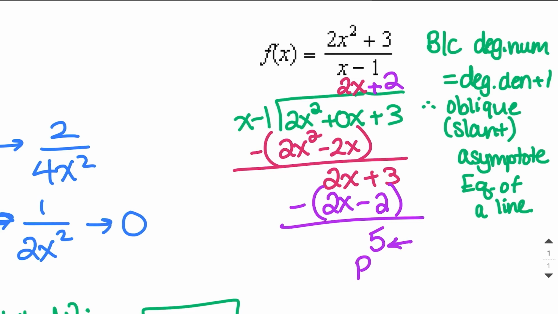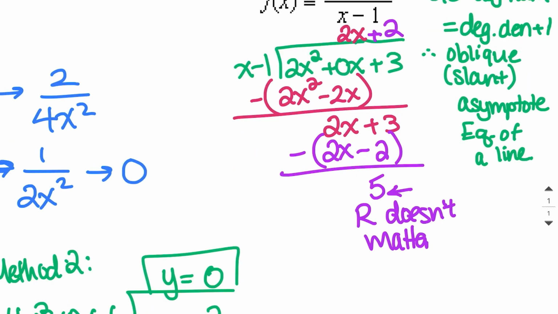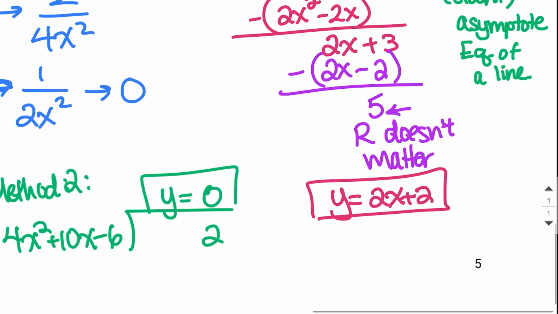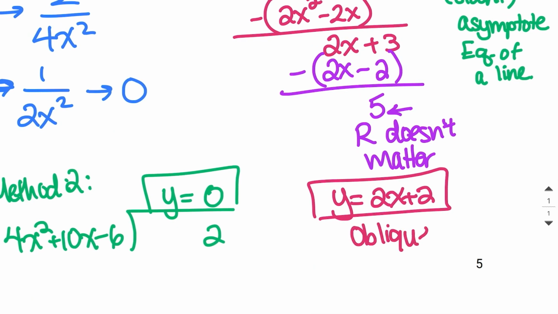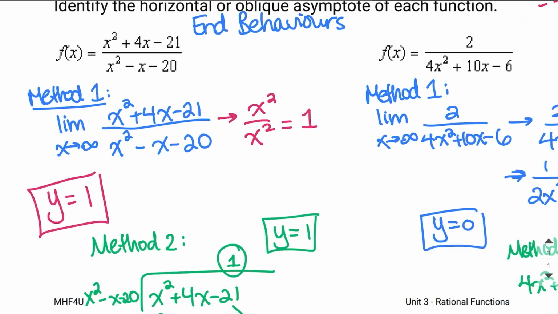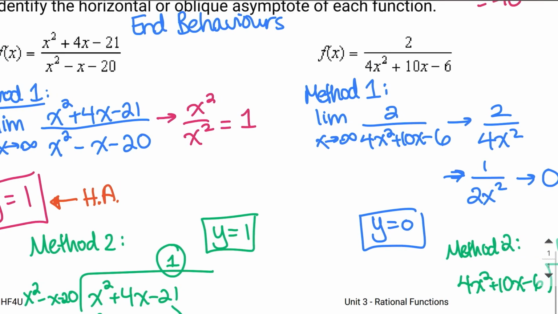This is my remainder. My remainder doesn't matter for super large values of x. It means right here that our graph is approaching the line y equals 2x plus 2. So here we're going to say y equals 2x plus 2, and that is the equation of my oblique or slant asymptote. Just a heads up, in the other two examples that we just did, these are going to be horizontal asymptotes because they are horizontal lines, right? The slope is 0, so they just go straight across.